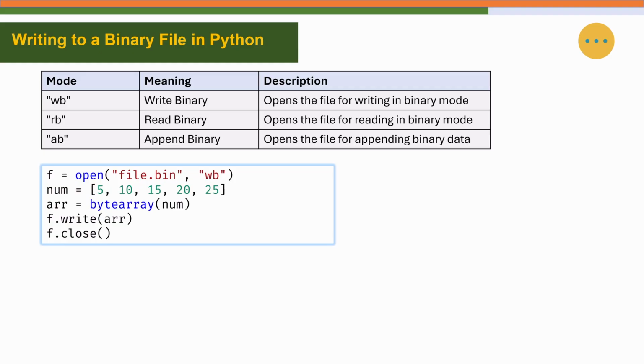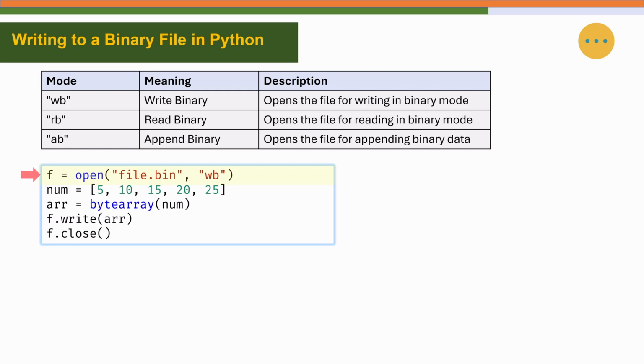For that, Python provides binary file handling modes such as wb for writing, rb for reading and ab for appending binary data. Let's look at an example. Here we open a file called file.bin using wb, which means write binary. Next we define a list of numbers: 5, 10, 15, 20, 25.